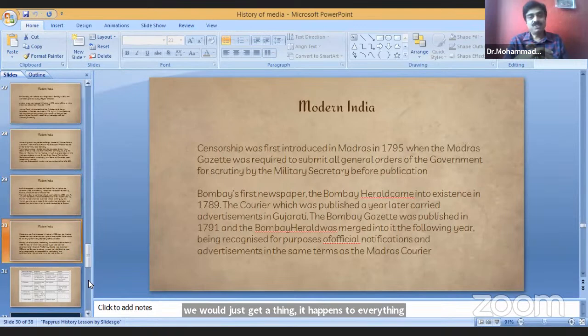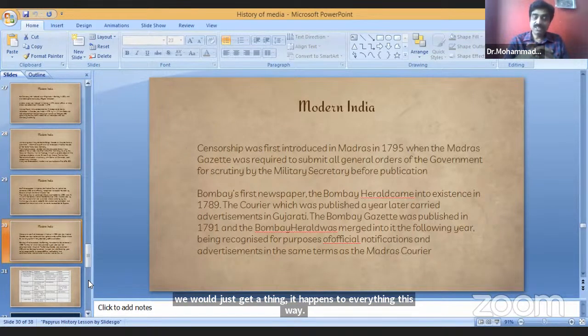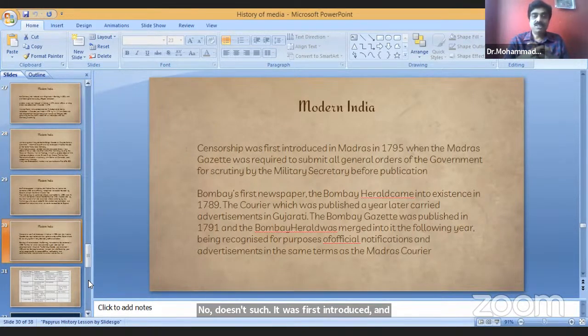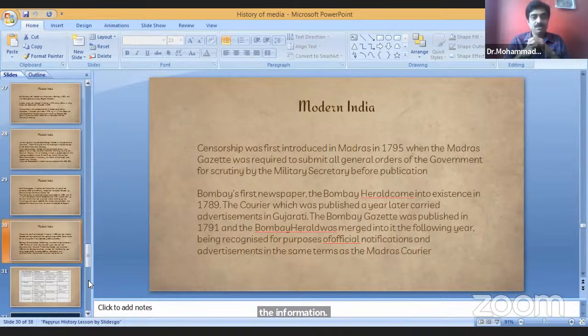Censorship was first introduced in 1795, when the Madras Gazette was required to submit all general orders of the government for scrutiny by the military secretary before publication. So whatever printed material there was had to go through pre-censorship and be submitted to the government for scrutiny by the military secretary. To publish any article, any information or any message, it first had to go through pre-censorship, then it would be allowed, and then it would go for publication.